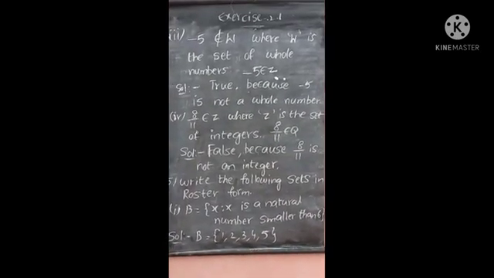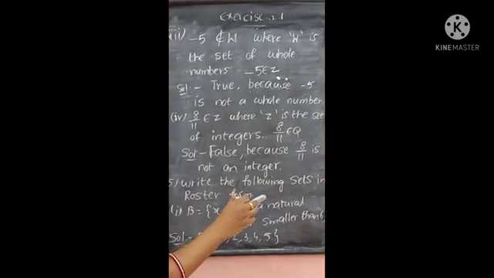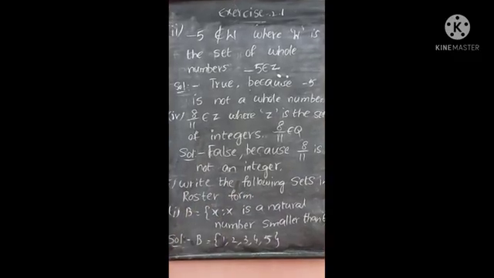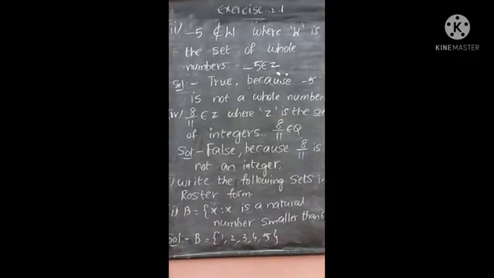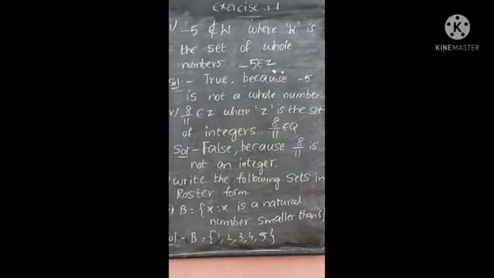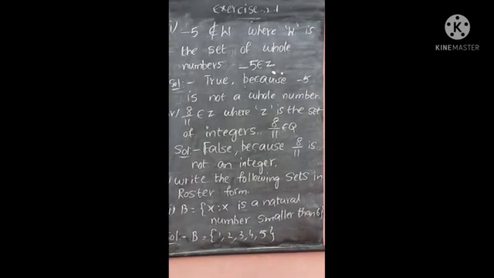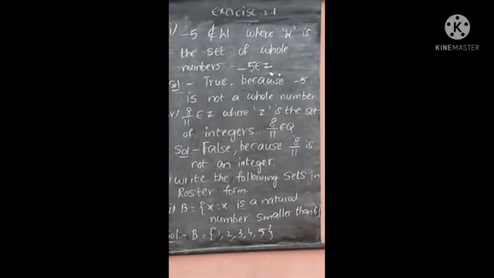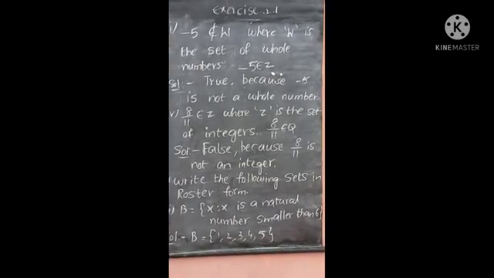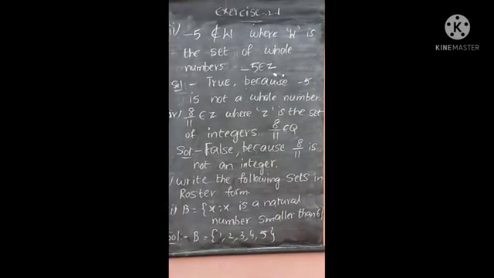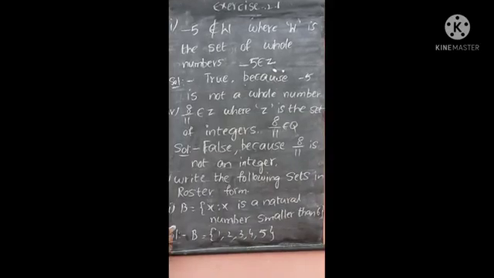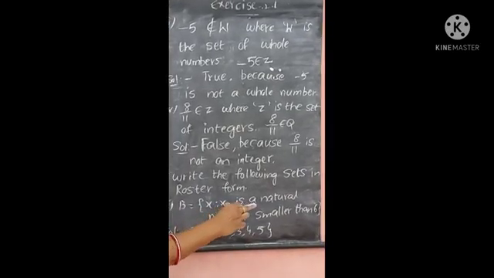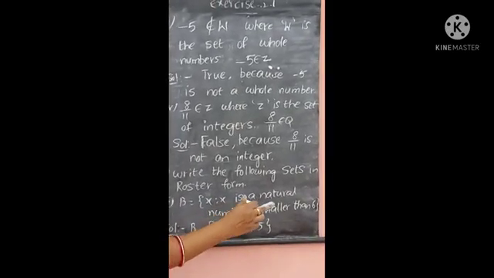Next, see the fifth question. Write the following sets in roster form. From here we have to write the set builder form and roster form. See the roster form. Already we discussed the roster form. Roster form means we have to list out the elements in the set. See the first question. B is equal to x such that x is a natural number smaller than 6.